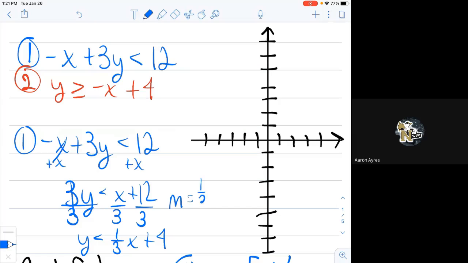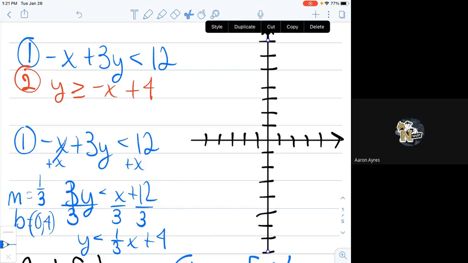I forgot. Your slope is 1/3. Your intercept is 0,4. I'm going to move these over to the other side so I don't have them in the middle of the graph. We're going to start at 0,4. 1, 2, 3, 4. Let's be right there. And I'm going to go up 1 and 3 over. Then I'm going to go down 1 and 3 to the left from my y-intercept so I can get another point for accuracy.